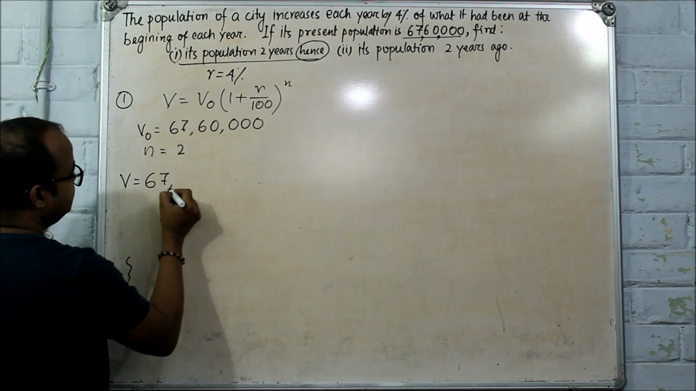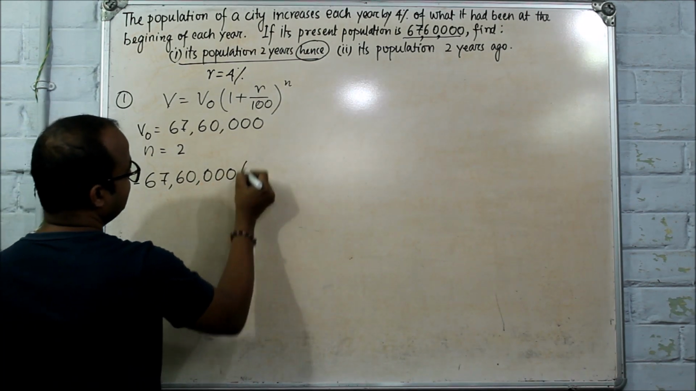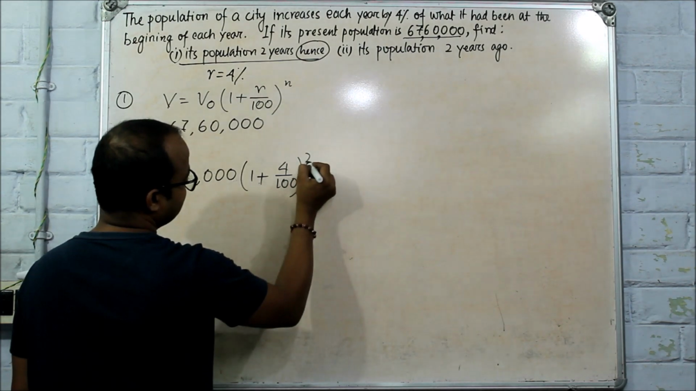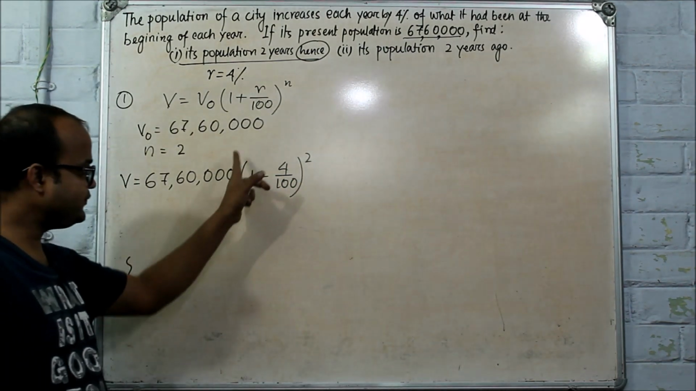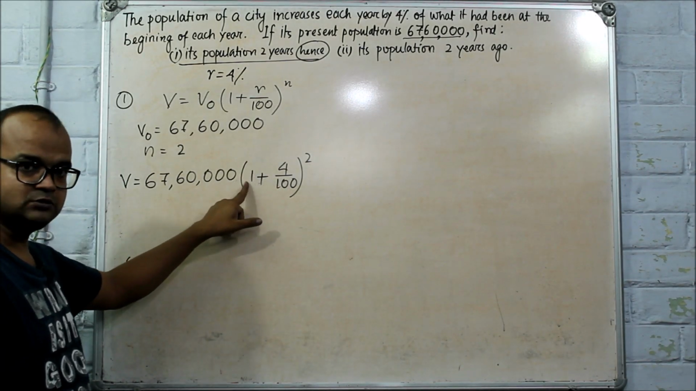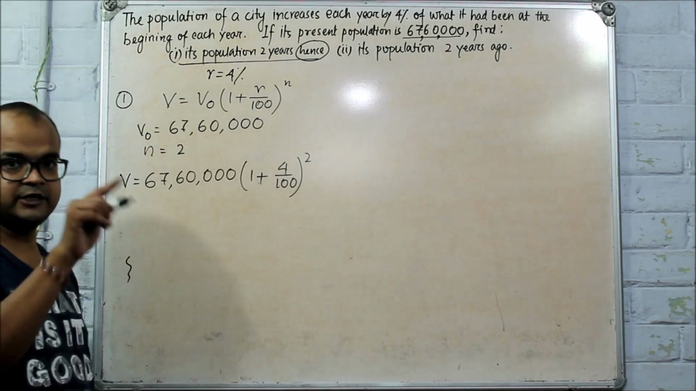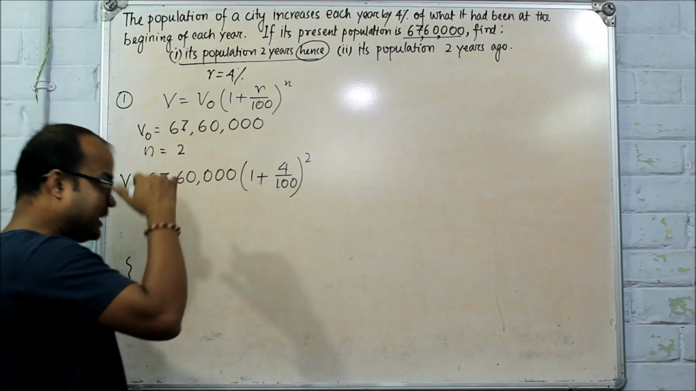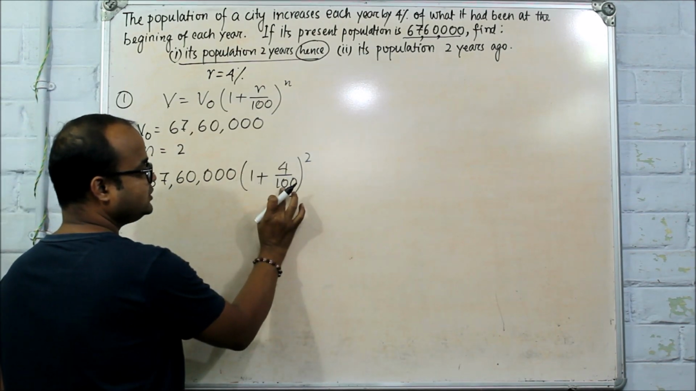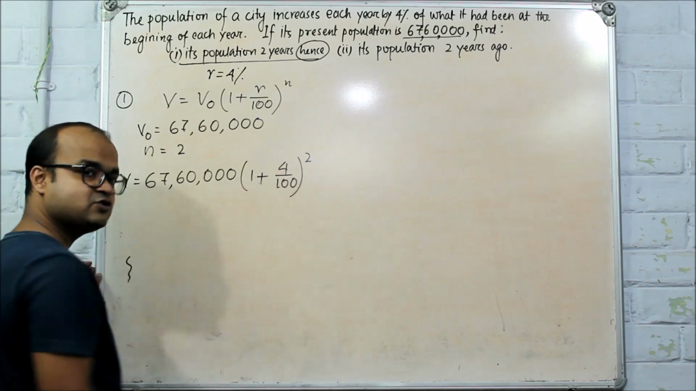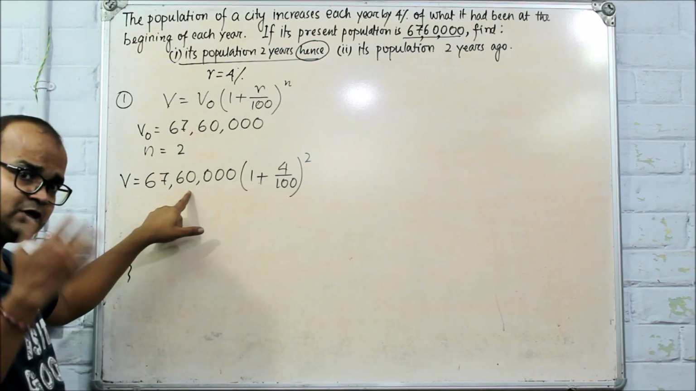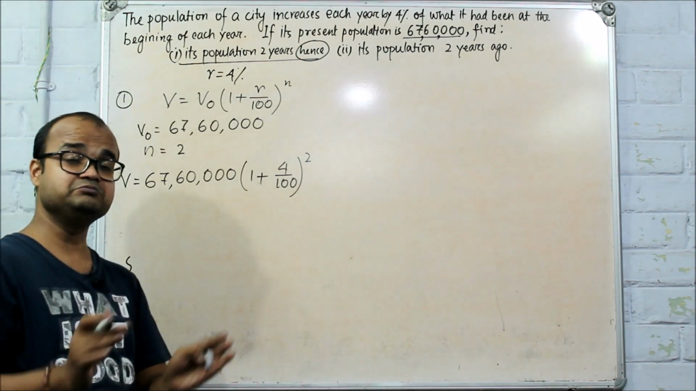So 67,60,000 into (1 plus 4 by 100) square. Now see, if I just simplify this term, we'll get 100 into 1, that is 100, plus 4, that is 104 by 100. Now I again advise you, don't cancel these two terms. Once you get denominator as 100 and you are getting a square term, that means you are getting total 40, that 40 will cancel with this 40. So your calculation part will be a little bit easier.